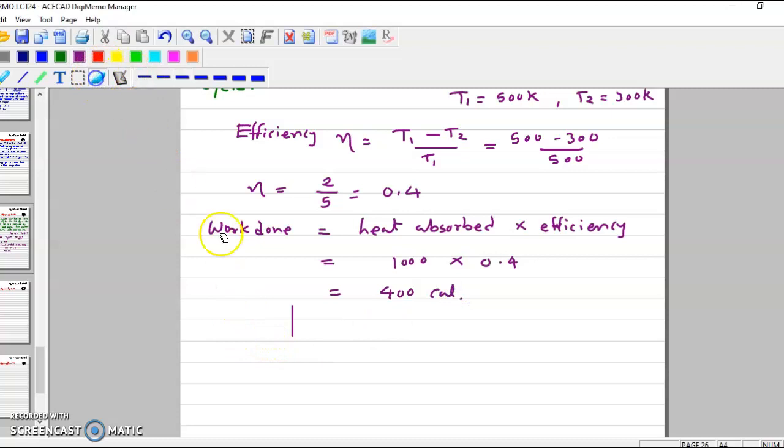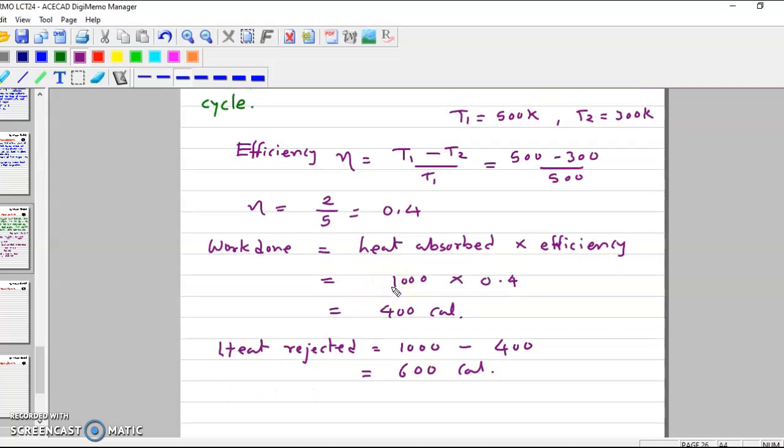Next is the heat rejected that we have to find out. Total heat absorbed is 1000, work done is 400, so heat rejected is 600 calorie. This is wastage. So this way we can calculate the numerical.